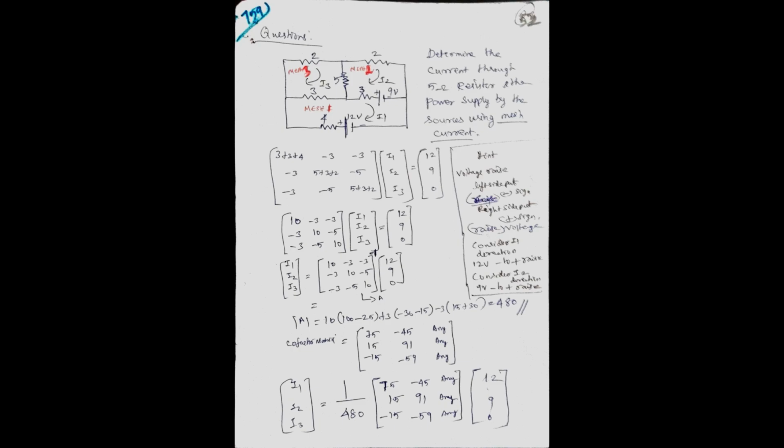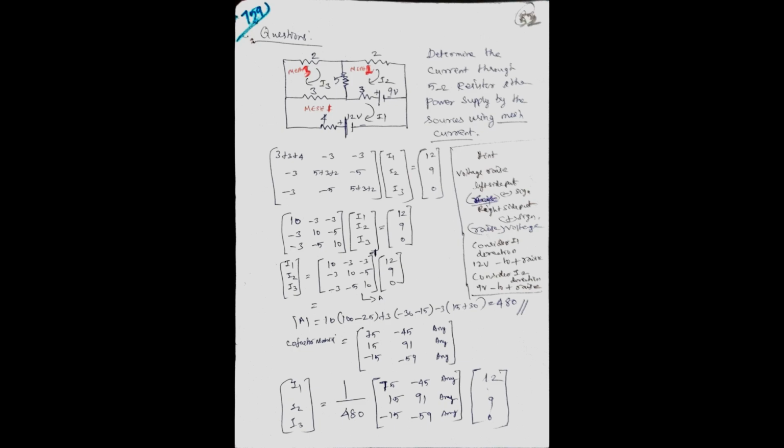The circuit is shown in the figure. Determine the current through the 5 ohm resistor and the power supplied by the sources using the mesh current method. In this method we mark mesh 1, mesh 2 and mesh 3, and assume mesh current I1, I2 and I3 directions.